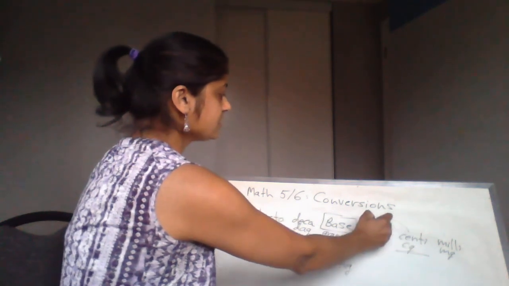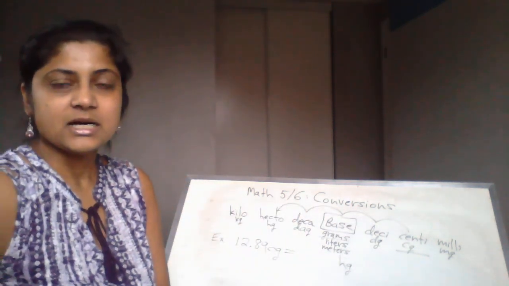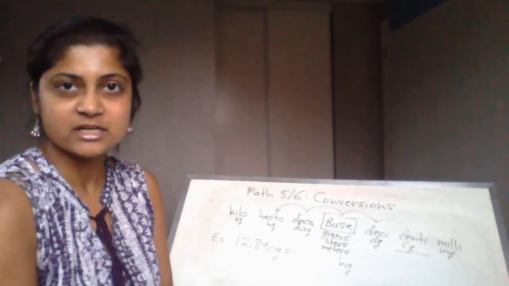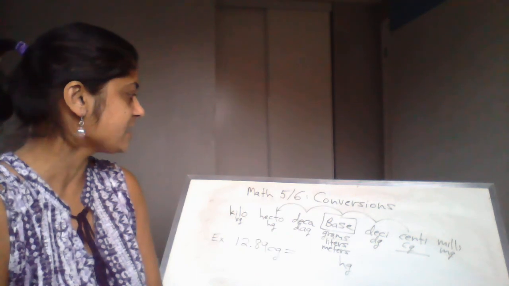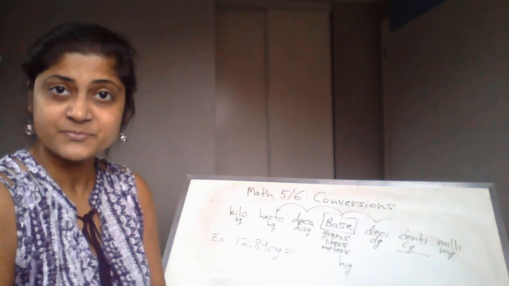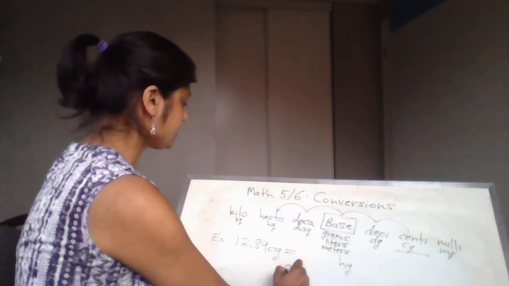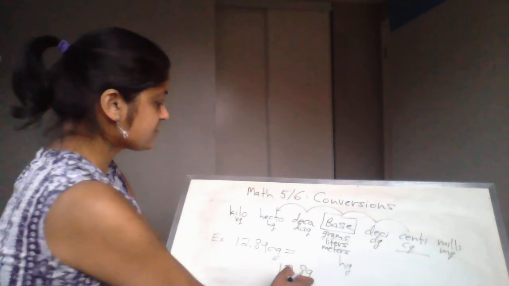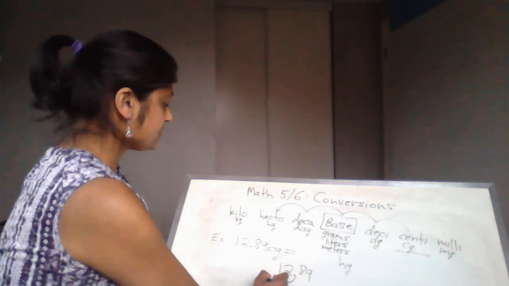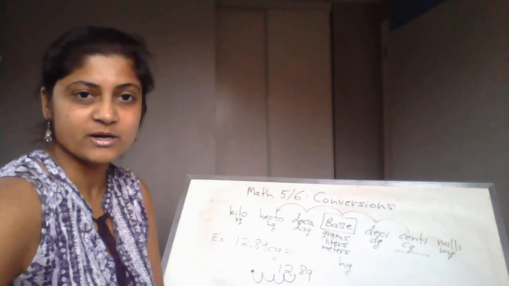So I'm going to go 1, 2, 3, 4, okay? Don't count the spot that you're actually on, okay? It's just the number of jumps. So I'm moving 4 times, okay, to the left. So move the decimal place 4 times to the left, okay? So I'm going to write the number here, so 12.89. Okay, let's go to the left. So 1, 2, 3, 4. And I always make like a dot so I know where I'm moving.